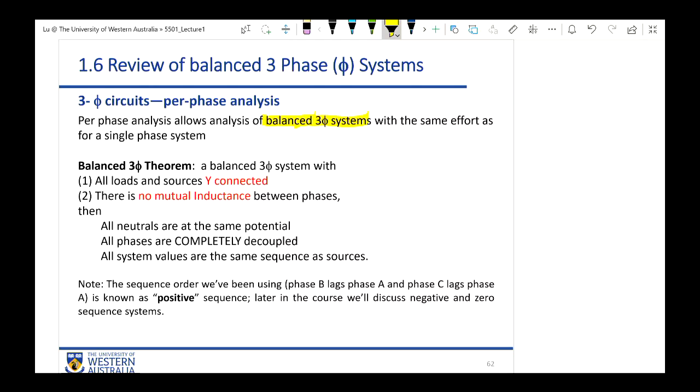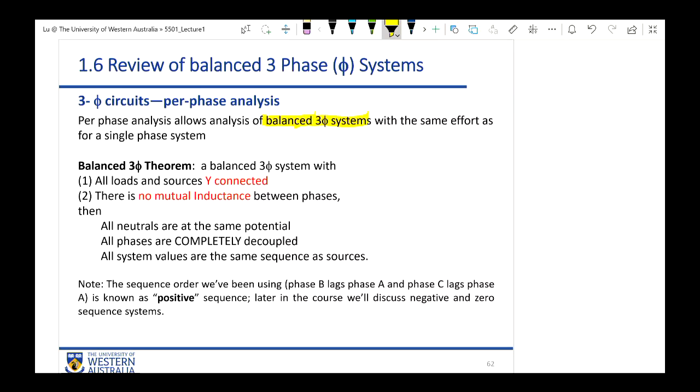And then all neutrals are at the same potential. That means because you have a balanced system on the source and on the load, the connection between the two neutral points is not necessary, because all the currents will merge together and cancel each other. Because the neutrals have the same potential, the connection between the two neutral points is not necessary. And all phases are completely decoupled, so just individual phases.